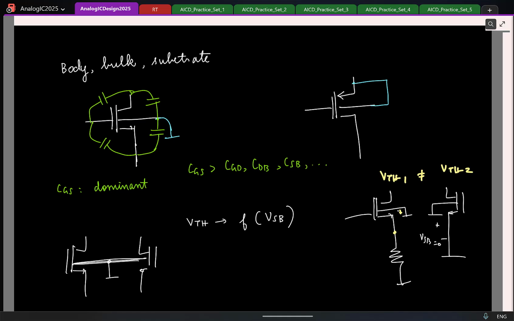Any questions on this? Yes, gate to bulk is also there. Like I told, I cannot draw everything, it becomes messy. Between any two terminals, there is a capacitance. You can't prevent it. So all possible combinations of gate, source, drain, bulk you can think of will have a capacitance.